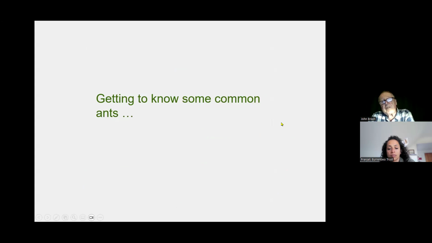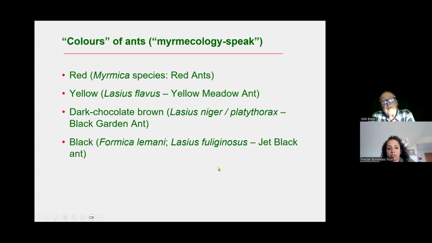And then if we want to try to get to know some common ants, I say that you start by getting to know the colours. And these colours are not what normal people would refer to as in English. They are what I call myrmecology, that's the study of ants, myrmecology speak. So they're a sort of specialist. So if I say red, and I'll show you what I mean by red in a moment, I think most people would say mahogany brown. If I say yellow, I think most people would say a pale brown.